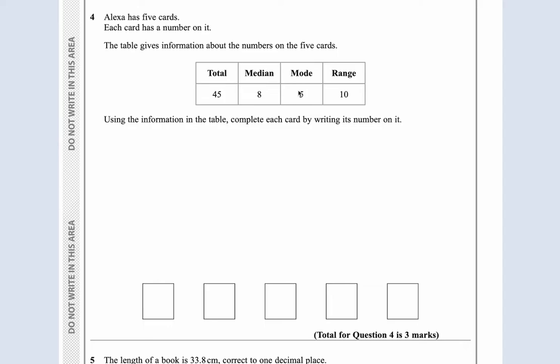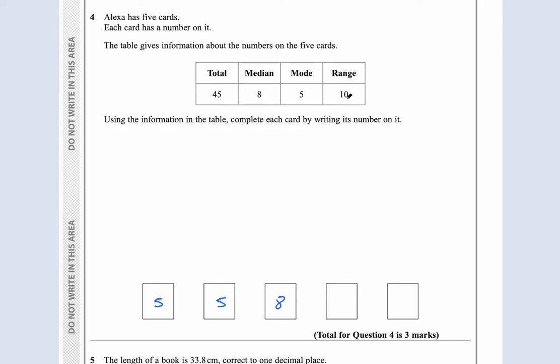So the mode is 5, so we have to have more 5s than any other number. Okay, because I have to have more 5s, I need at least 2 5s. So I'm going to put 2 5s here. Now we're going to arrange it from smallest to largest because the median is going to be in the middle. So if the median's in the middle, this has to be 8. So I should have started with that. 8 has to go in here. Because the mode is 5, these two both have to be 5. They can't be over here because we're arranging it from smallest to biggest.